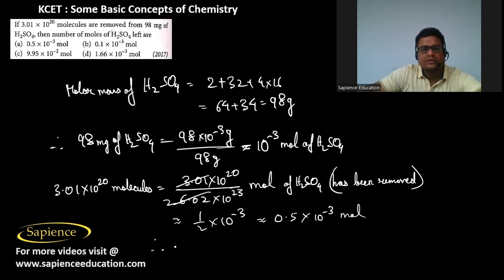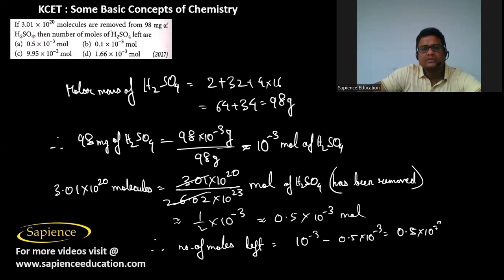Therefore, the number of moles of H2SO4 left will be equal to 10 power minus 3 minus 0.5 into 10 power minus 3. So that is also 0.5 into 10 power minus 3 moles. So this much mole of H2SO4 is left. So option A is the correct answer.